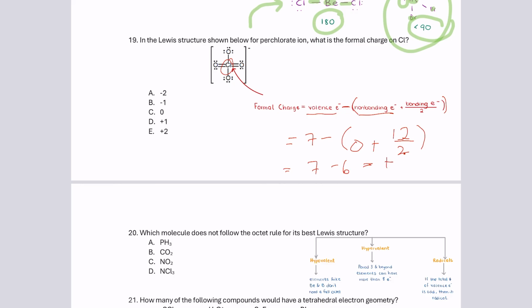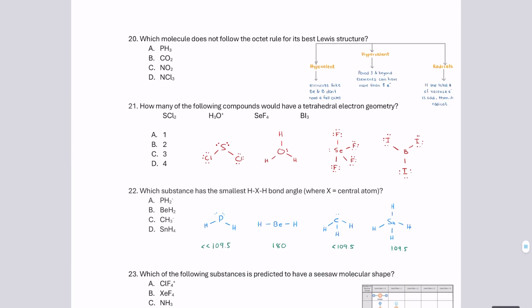So the formal charge on chlorine here is going to be positive 1. Let's move on to problem 20. Problem 20 says, which molecule does not follow the octet rule for its best Lewis structure? To determine which molecule does not follow the octet rule, we can consider the 3 main exceptions that we learned.